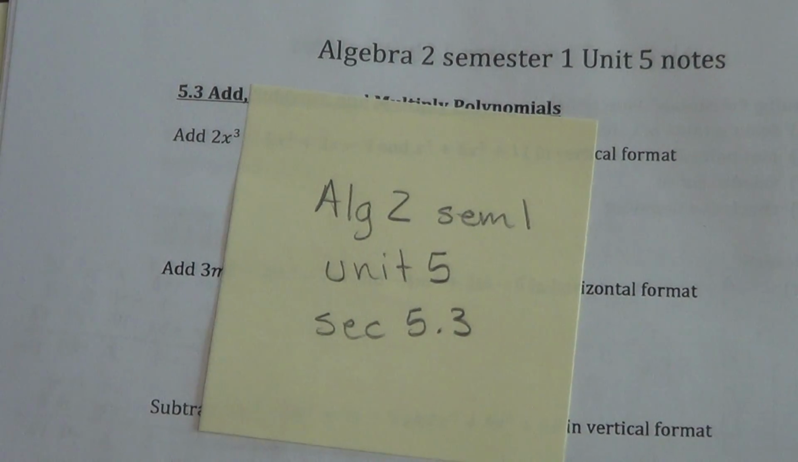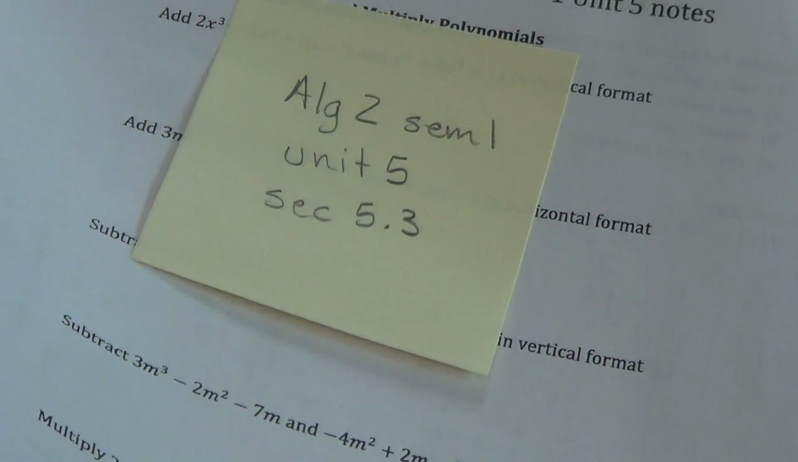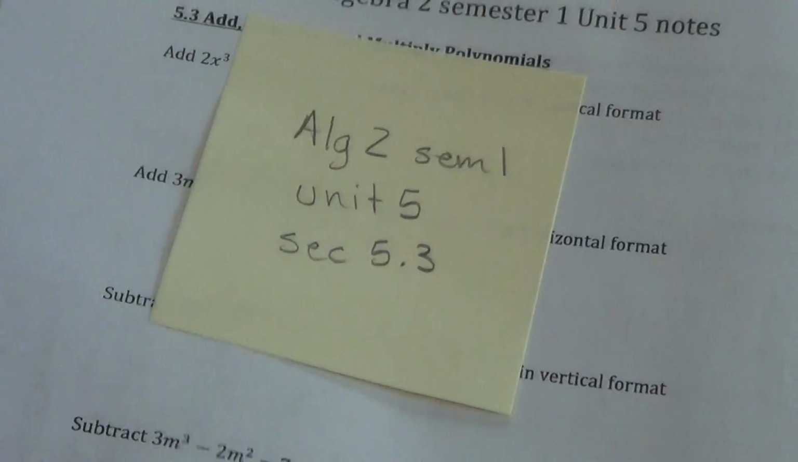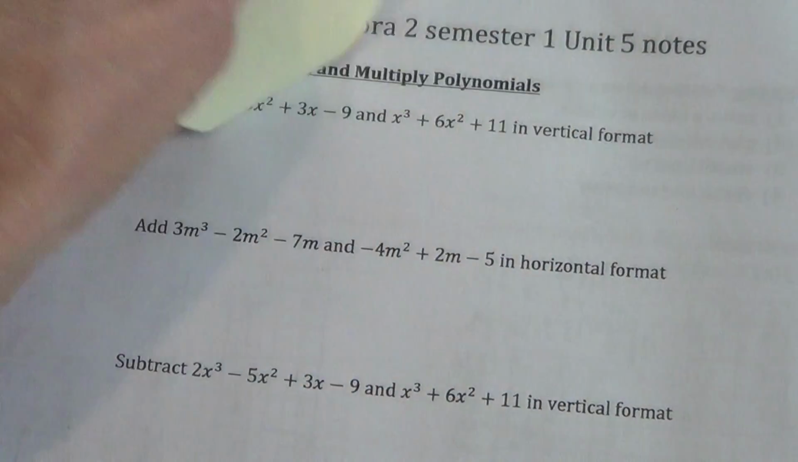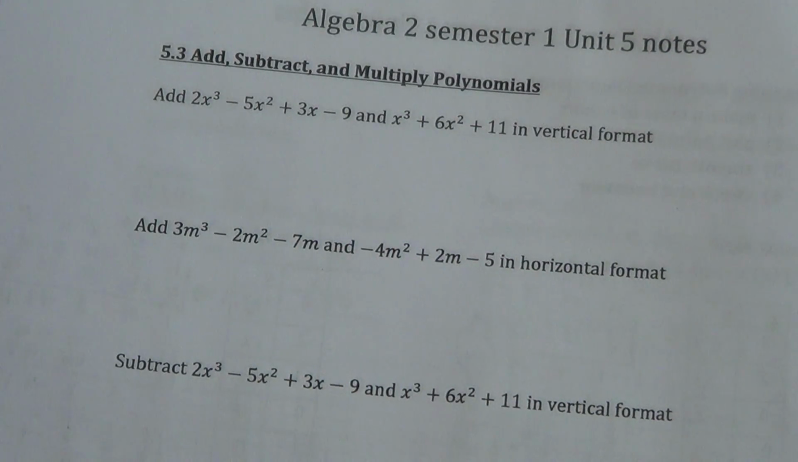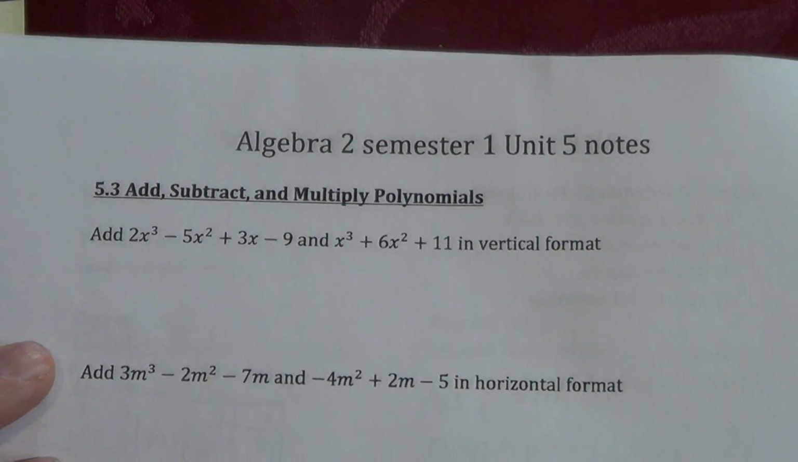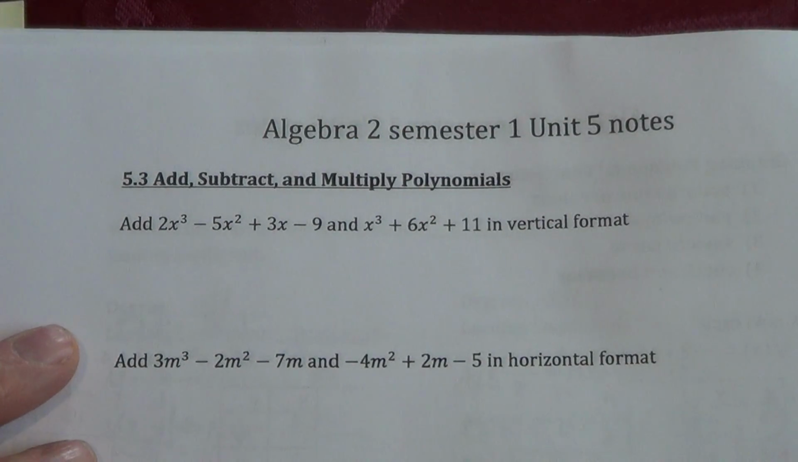You should be in, from the front, let's see, 1, 2, 3 pages. 3 pages from the front of the packet, on the back of that page. All that we're going to be doing is adding and subtracting and multiplying polynomials.